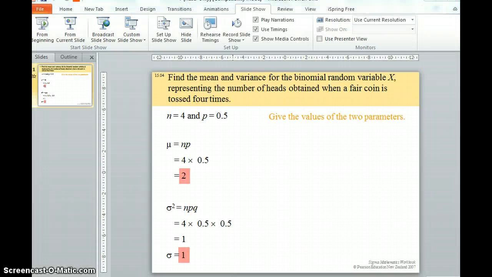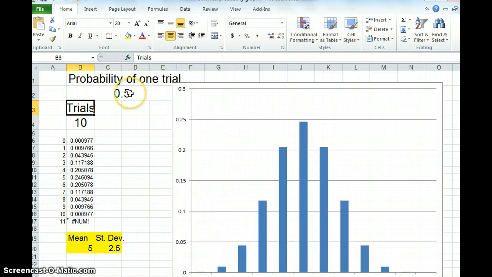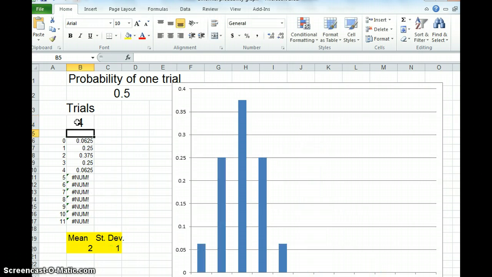Coming back to my graph, remember the probability of success is 0.5 for flipping a coin, and we did 4 trials. Because the probability is close to 0.5, it looks like a normal distribution. And as we said, the mean is 2, so the center point, look, smack on 2, and then the standard deviation is 1.